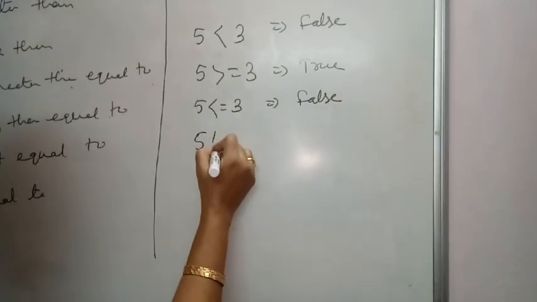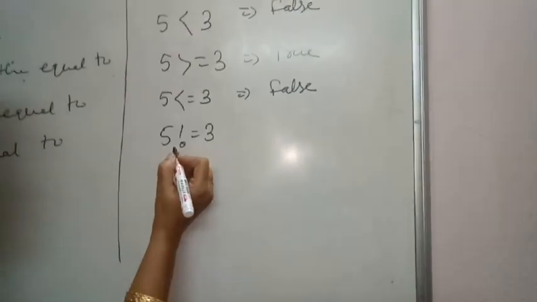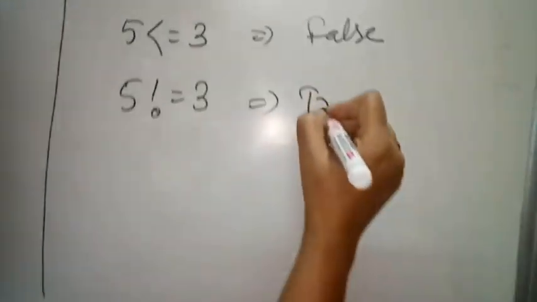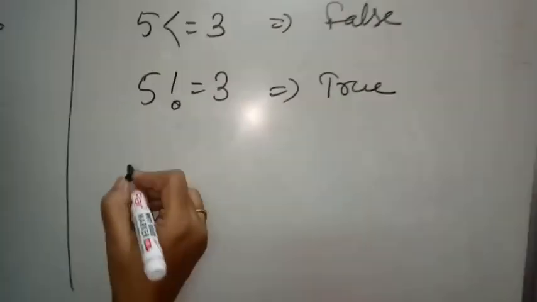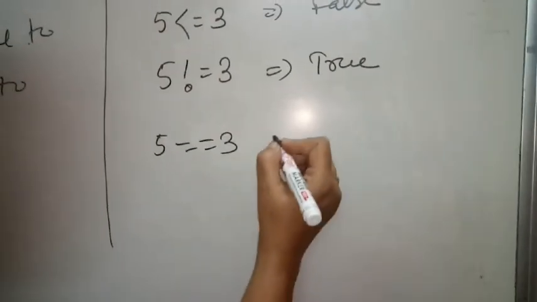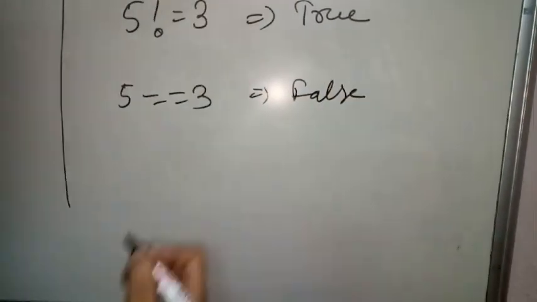Now 5 not equal to 3. Now here 5 is not equal to 3, so the answer is true. 5 equal to 3? No, they are not matching. So the answer is false.